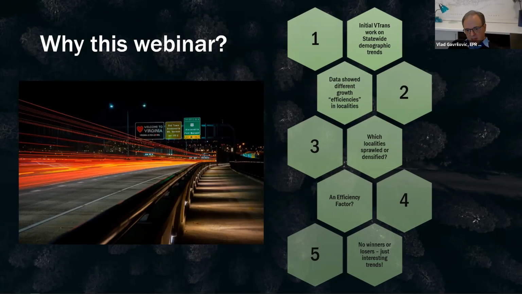Jason's going to talk about the methodology we used. That got us thinking, could we come up with a way to measure how localities were sprawling or densifying as they grew? And this idea of an efficiency factor came up. Efficiency is kind of a value-laden word. As you'll see, we use it throughout this presentation, but we want to emphasize that it doesn't mean good or bad. There are no winners or losers. It's just some interesting trends that we hope you'll find interesting too. Next slide.